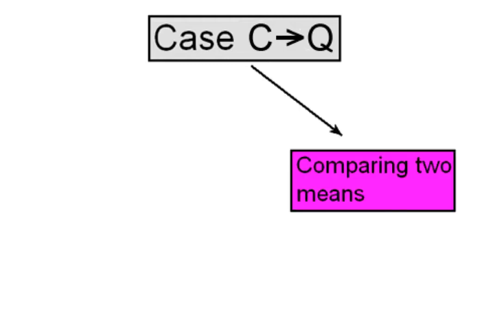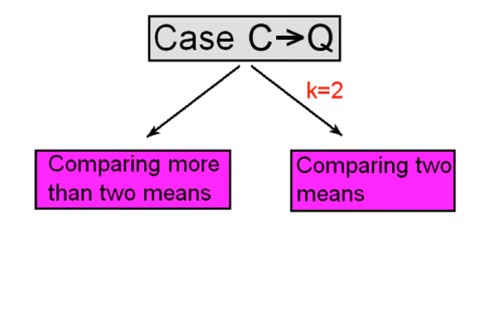We distinguish between cases where we are comparing two population means, when the explanatory X has only two categories, and cases when we are comparing more than two population means, when the explanatory X has more than two categories.